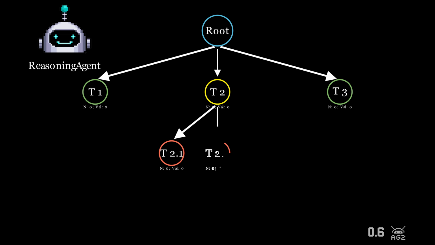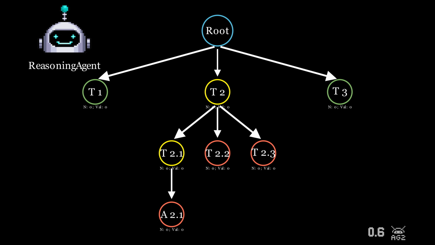Let's say we want maximum depth of 3, and now the agent randomly selects one of these leaf nodes, T2.1. Then the reasoning agent provides an answer based on the thinking process. Finally, the reasoning agent evaluates the answer, resulting in a value of 0.6.